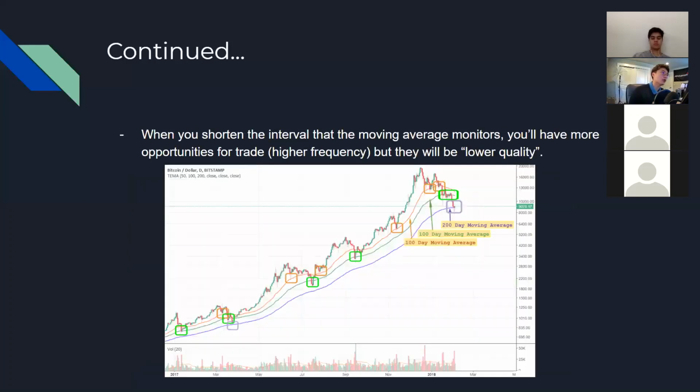Yeah. So as I said, when you shorten the interval that the moving average monitors, you'll find more opportunities for a trade. They're much higher frequency, but they'll be lower quality. As you can see, if you were to use a 200-day moving average, as indicated by the blue/purple line, you wouldn't actually have any intersection points besides the first one and the last one that the green had.